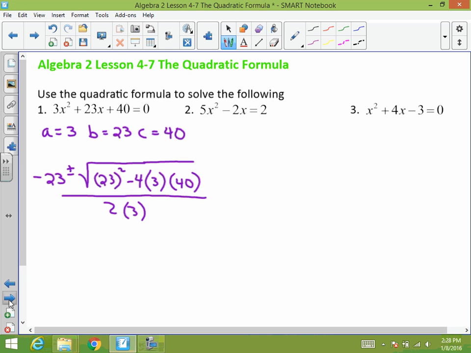You need to memorize the formula because the faster you memorize it, the better off you'll be. Now, of course, we need to put some things in the calculator because most of us don't square things very well all by ourselves. So this would be negative 23 plus or minus the square root of 23 squared, which is 529, minus 12 times 40, which is 480, all over 6.